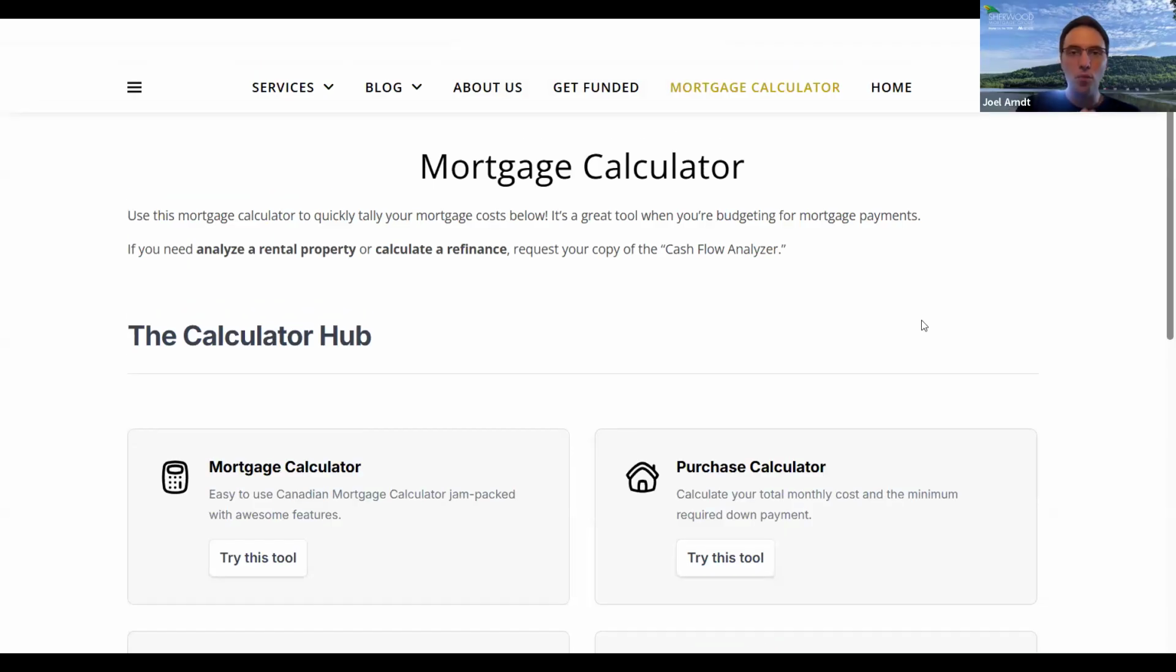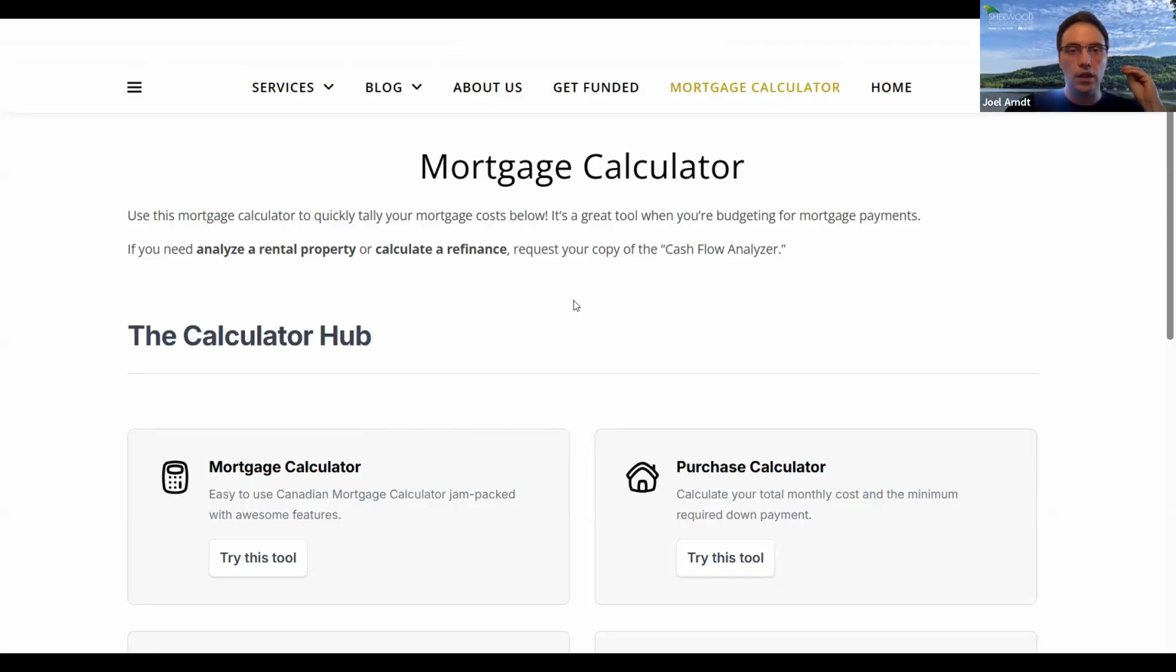Welcome to my mortgage calculator tutorial. I'm going to do a quick walkthrough of how to use this simple mortgage calculator, whether you're purchasing a house, renewing, or refinancing. And I'll explain some of the terms and mortgage slang as we go along too.